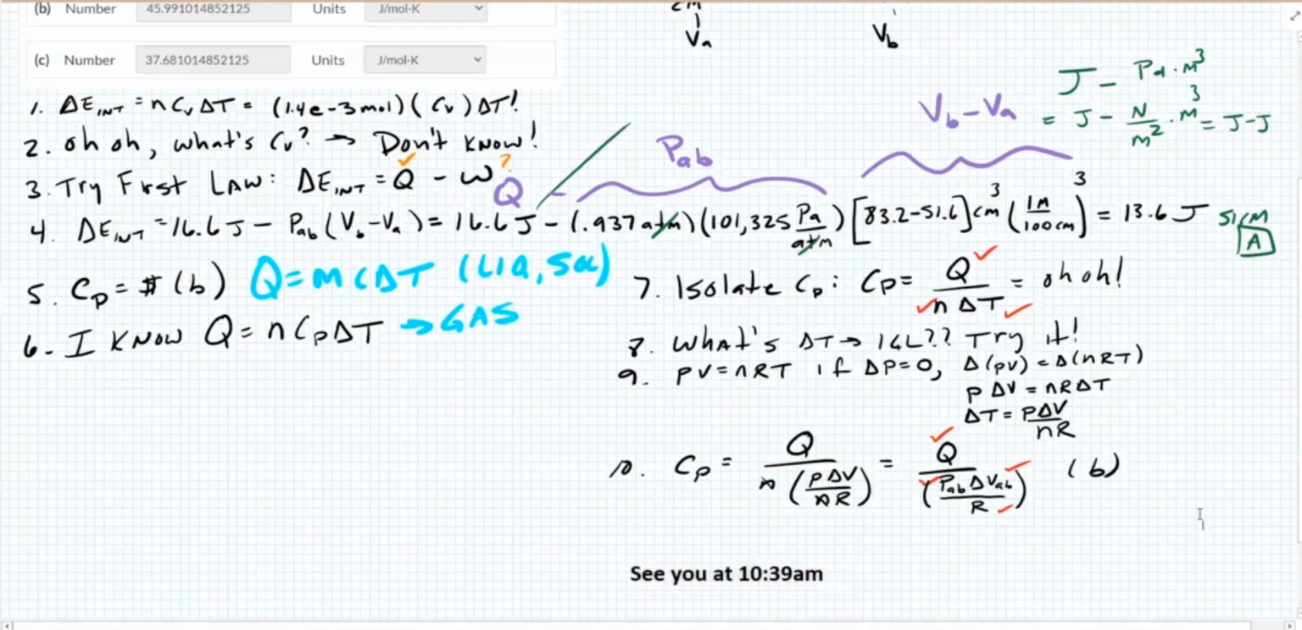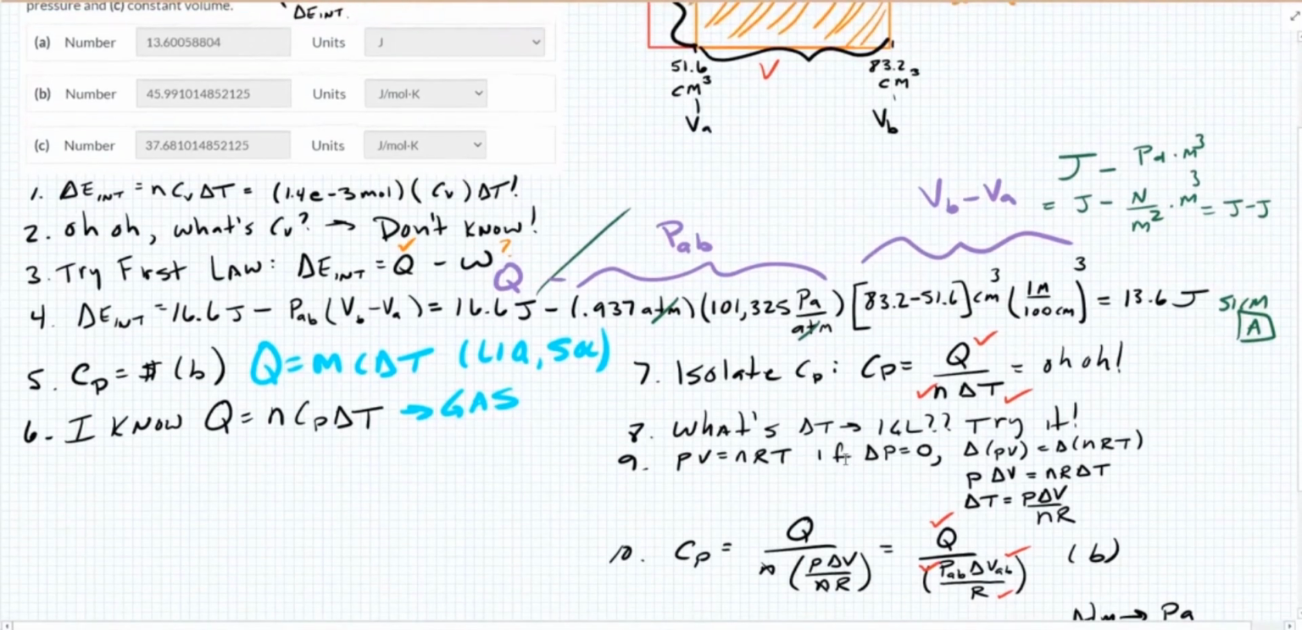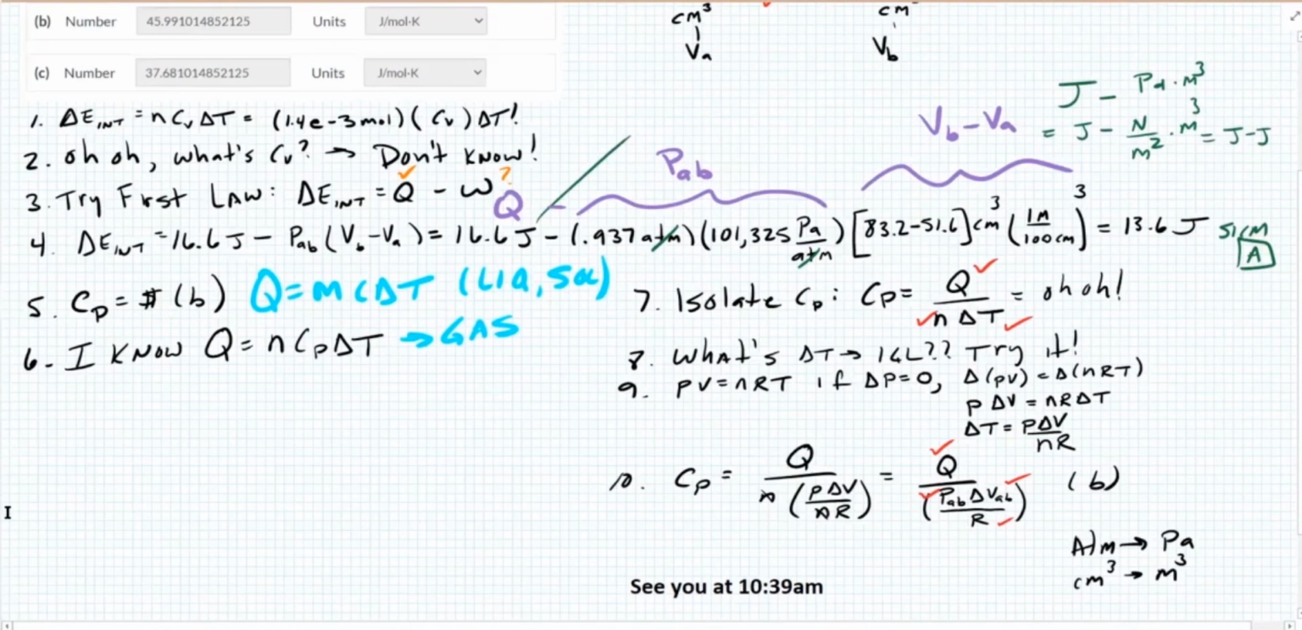But you know everything. In step 10, you know everything. Just remember, you need to convert. I'll just remind you of the little conversions you need to do. Convert from ATM to pascals and convert from cubic centimeters to cubic meters. All of those conversions were done in part A. So you're good to go. I'll see you guys at 10:39.